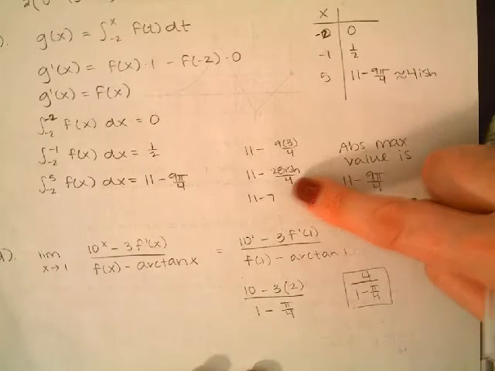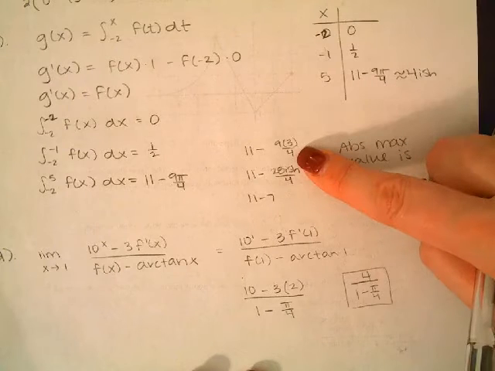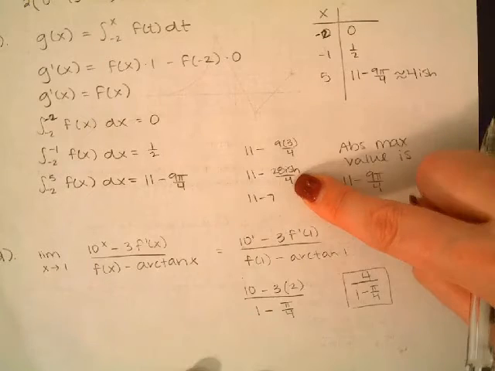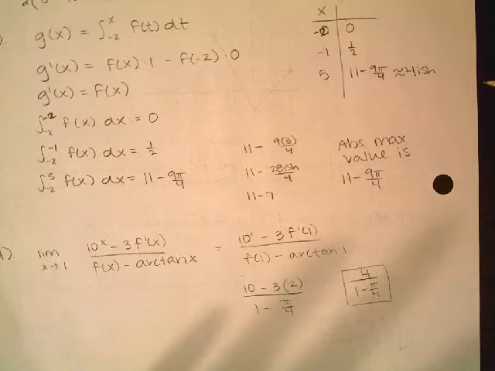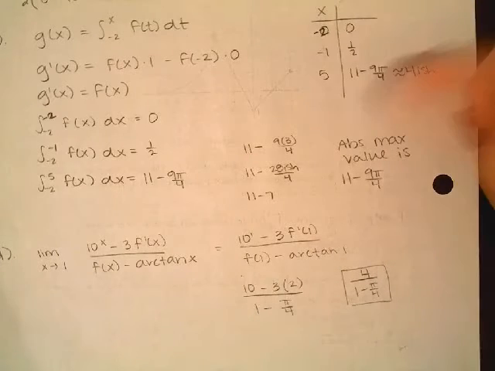You can see that I said that 9 times pi was approximately 9 times 3. It's a little more than 27, maybe 28-ish. And so I said that would be about 11 minus 7, but that's not accurate. That's just an approximation to make sure it's bigger than 1/2.